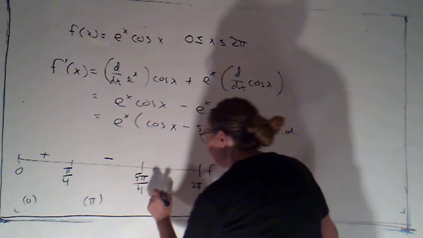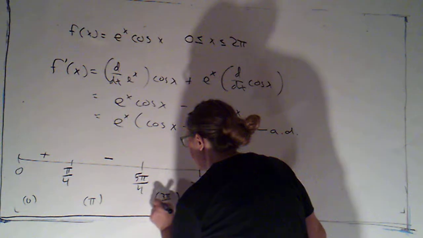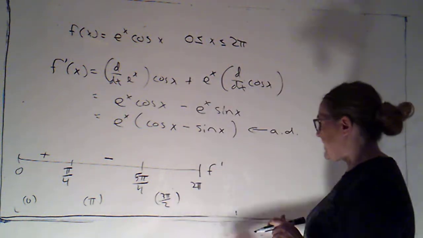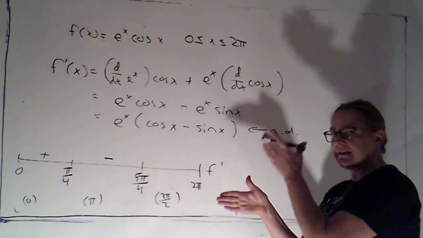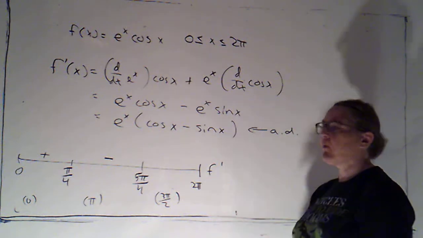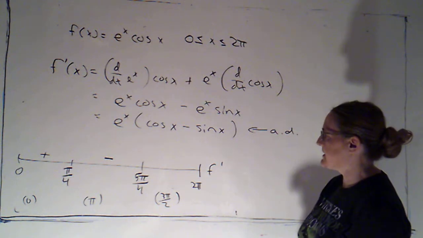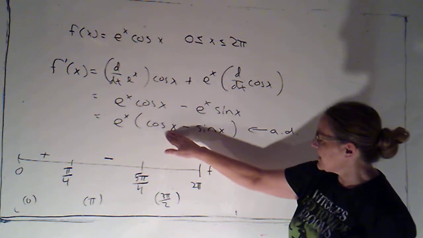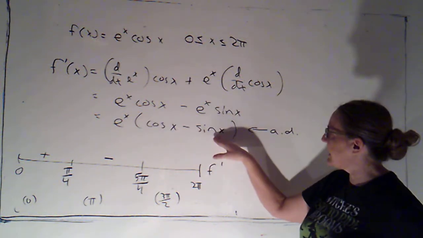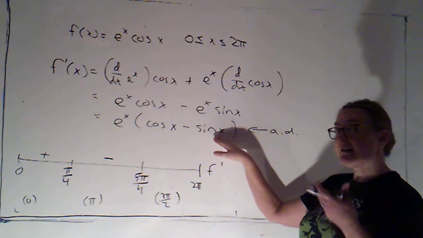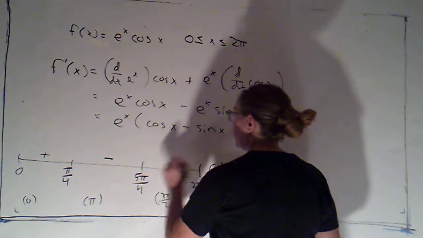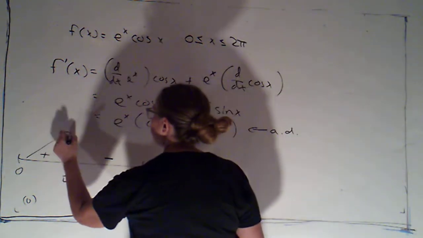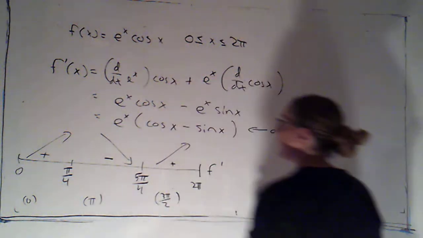And between 5 pi over 4 and 2 pi, I'm just going to pick 3 pi over 2. Again, because 2 pi is there because it's an endpoint, not actually a critical number. If I wanted to, I could choose 2 pi as my test number. 3 pi over 2 is good enough. E to the x is positive. Cosine is going to be 0. Sine is going to be negative 1. 0 minus negative 1 is positive. So my function goes up and then down and then up.